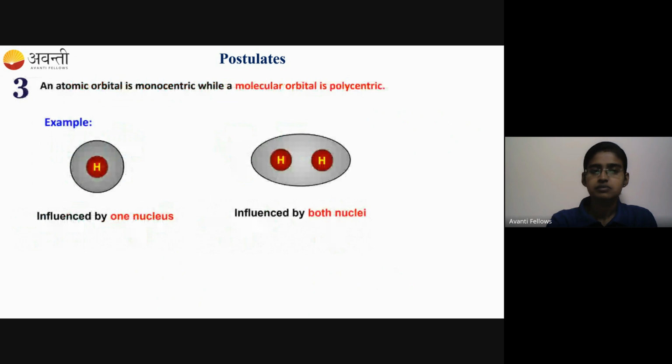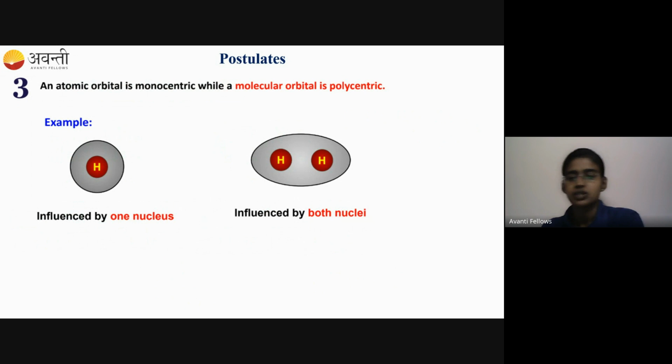Yes, good. Now coming to the third one: an atomic orbital is monocentric while molecular orbitals are polycentric. In an atomic orbital, we have only one nucleus, so it is monocentric. In the case of a molecular orbital, we have a minimum of two, and if three atoms are combining, we will have three. So in that case, it is polycentric. More than one nucleus is there, so it is influenced by both nuclei, so it is polycentric in nature.